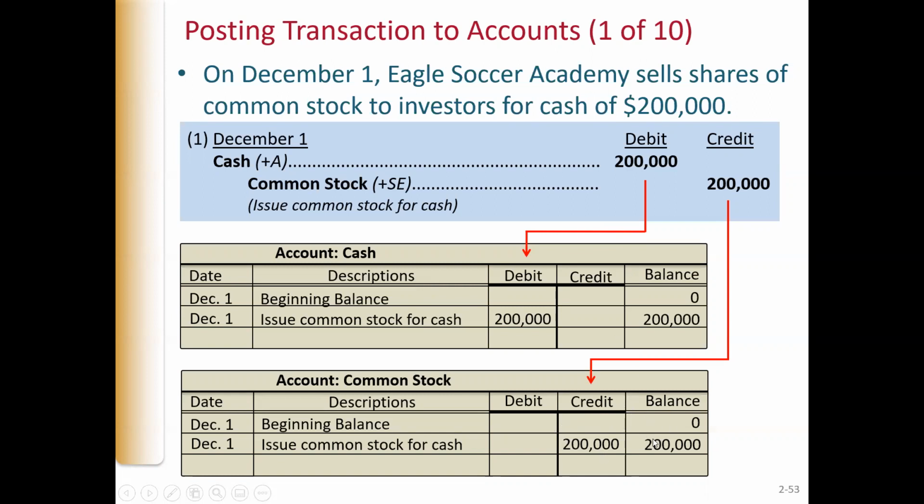So our ending cash balance is 200,000 up here. Our ending common stock balance is 200,000. We know that cash has a normal debit balance. To increase it, we debit. To decrease it, we'll credit it. But common stock is the exact opposite. To increase this, we credit it. And to decrease it, we debit it.